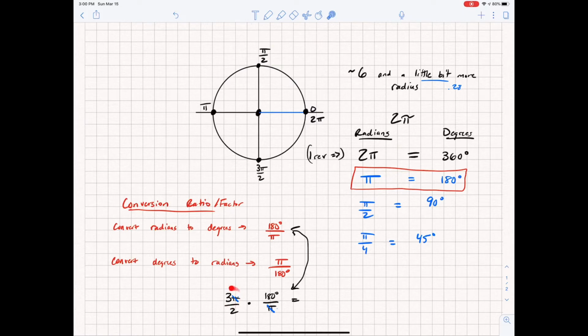3 times 180 will come out to be 540. And I'm going to divide this by 2. This answer will be in degrees. And I get 270 degrees. And so 3 pi over 2, another way to look at it, is 270 degrees. Again, pi is 180. Pi over 2 is 90. 0 is 0 degrees. 2 pi is 360. And so with these rules here, we now know how to also convert.